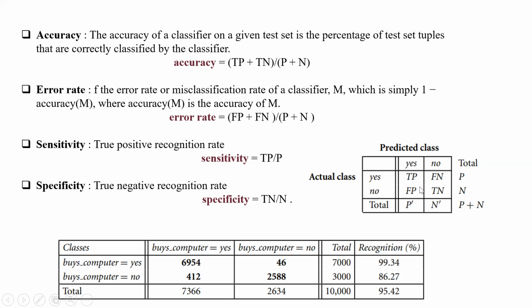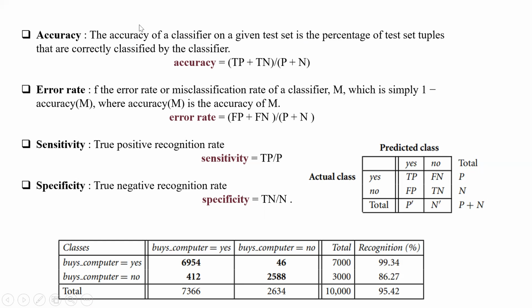The sum of the positives is taken as P dash, and FN plus TN is taken as N dash. P means the total of true positives plus false negatives, and N means the total of false positives plus true negatives. P plus N covers all four terms, TP plus FN plus FP plus TN, and is taken as the total, P plus N.